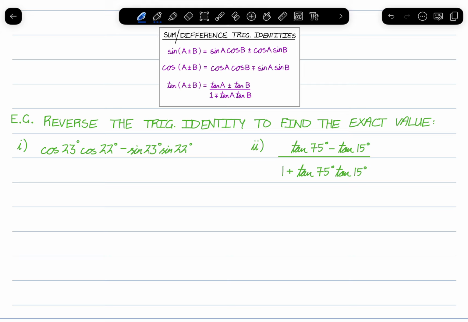Hello class, this is another video tutorial on examples using the sum and differences of trig identities. This will be a short video just reversing the problem. In problems such as these, you need to be able to identify the pattern so that you can figure out what identity it has come from and use the values that you are given.